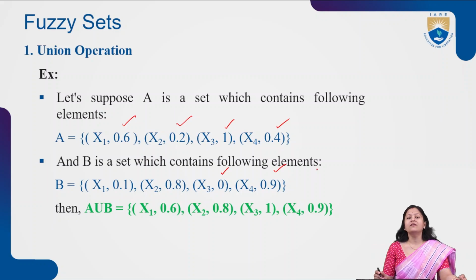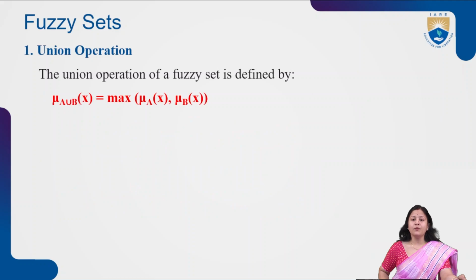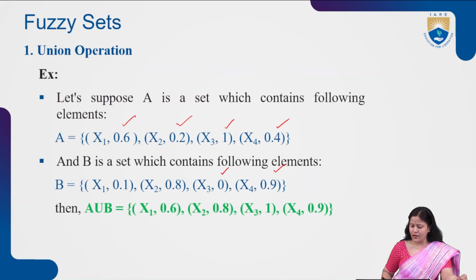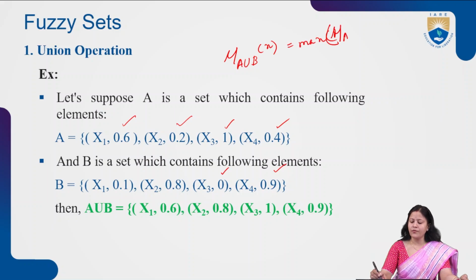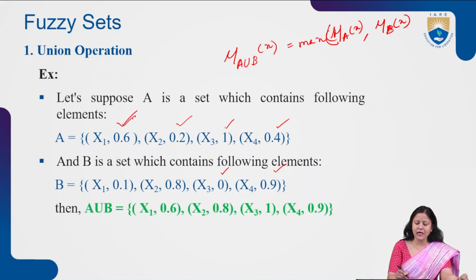So how can we find A union B? As per the formula, mu of A union B of x is equal to max of mu of A of x comma mu of B of x. Let me write it over here so that you can understand: mu of A union B of x is equal to max of mu of A of x comma mu of B of x, right? This is the formula. Now first we will consider this element from both the sets A and B. So I can write mu of A union B of x1.